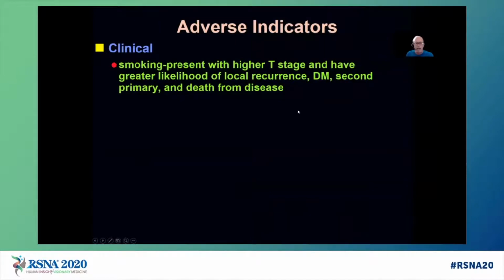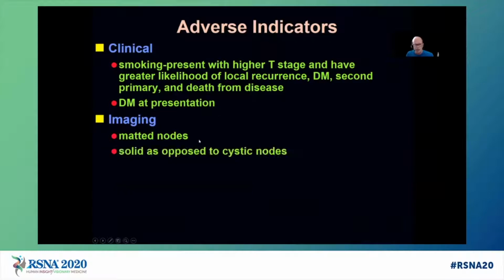Now, there are a few adverse indicators. Most patients with HPV-associated cancer will do well, but there are adverse prognostic indicators, and one of them is smoking. These patients tend to present with a higher T stage and a greater likelihood of recurrence, distant metastasis, second primaries, and death from their disease. And they may have distant metastasis at presentation. Imaging findings include matted nodes, and solid as opposed to cystic nodes are adverse prognostic indicators.